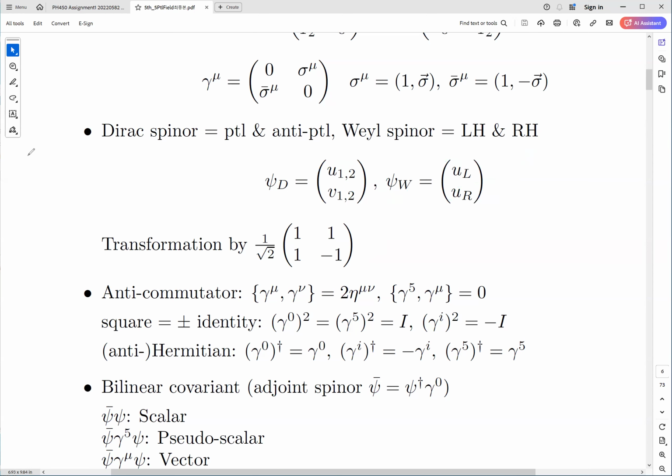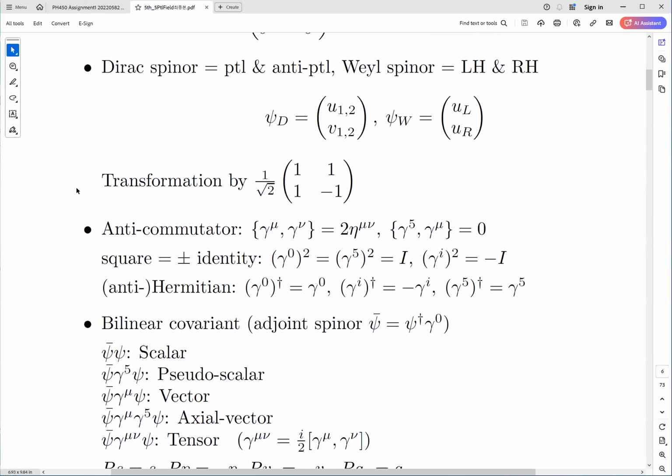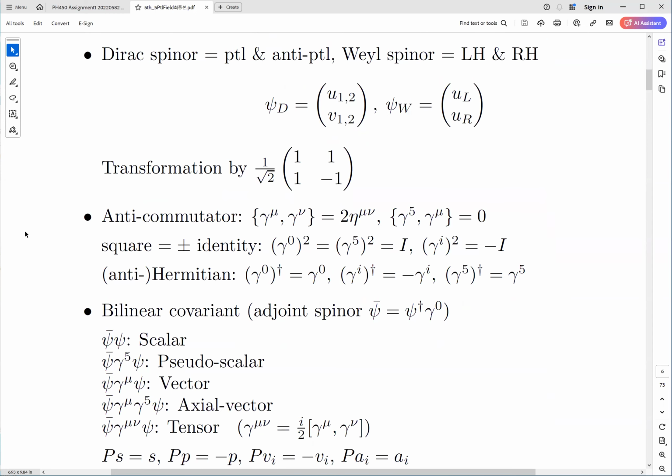There are several quantities for the gamma matrix which are frequently used, for example, in calculations for QED. The anti-commutators of the gamma matrices are given like that. This anti-commutativity property is related to the Grassmann numbers of the spinors. The anti-commutator of gamma mu and gamma nu equals the metric times two in Minkowski space-time, and gamma 5 and gamma mu anti-commute.